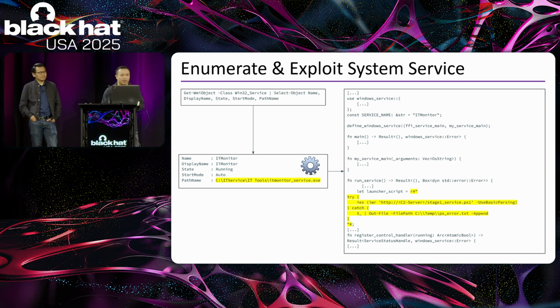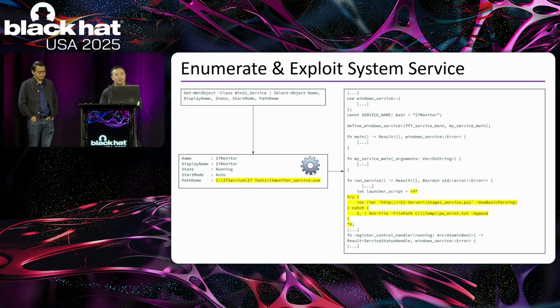So with the shell session established, I simply use Get-WmiObject to enumerate system services, as you can see in the top snippet there. And then I found a service named IT Monitor with an unquoted service path in the second snippet. So unquoted service path is somewhat of a common misconfiguration in Windows services. So in Windows, when a service executable path contains space but is not surrounded by quotes, Windows may interpret the path incorrectly.